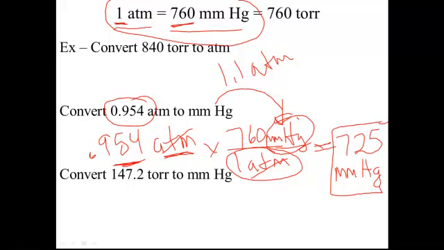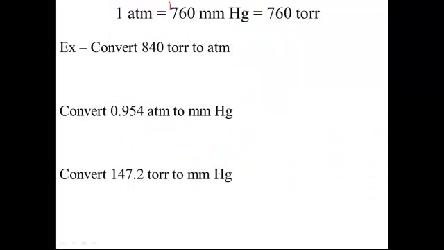Okay, here's one more example. We've got 147.2 torr. Again, remember 760 torr is pretty much what you feel every day of your life. So 147 torr is actually really, really low. That's a pretty small amount of pressure. But we want to convert that to millimeters of mercury. In this case, we can see those are our two units there. They are exactly the same.